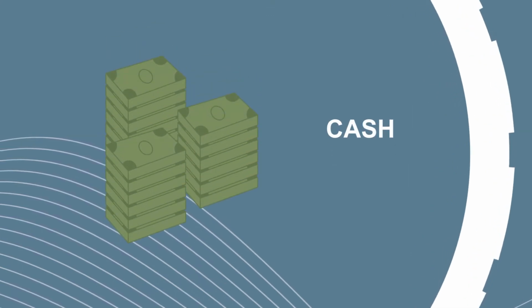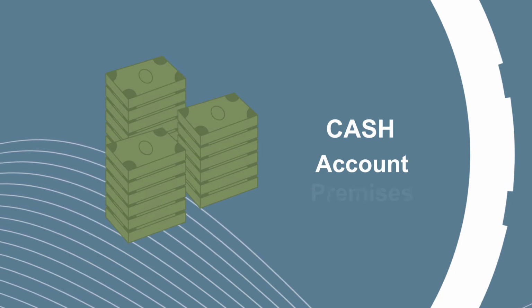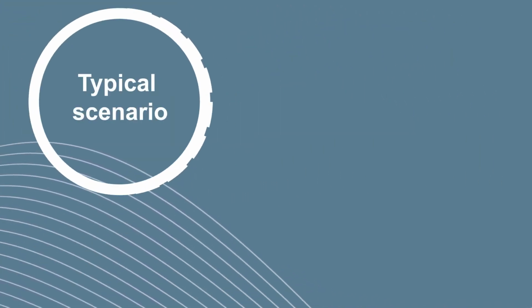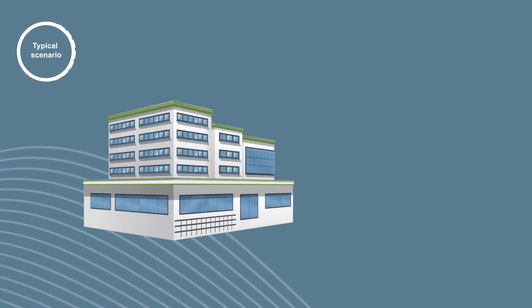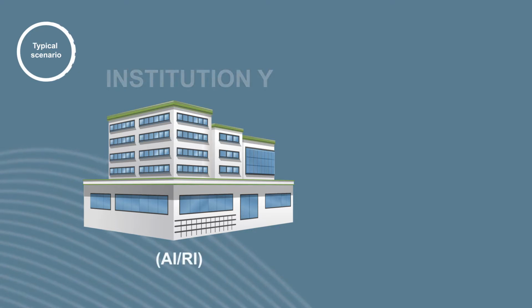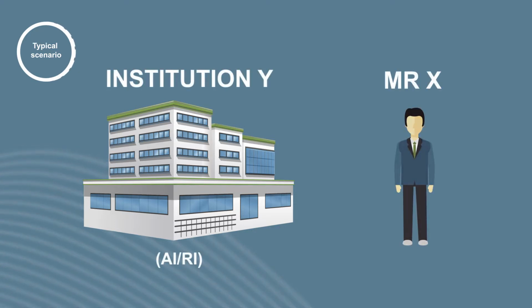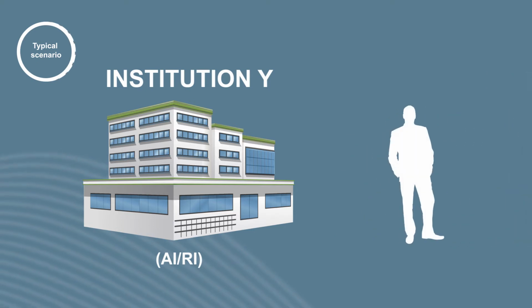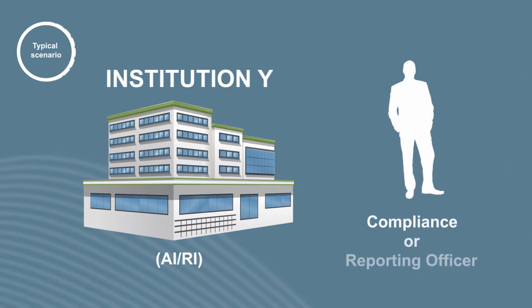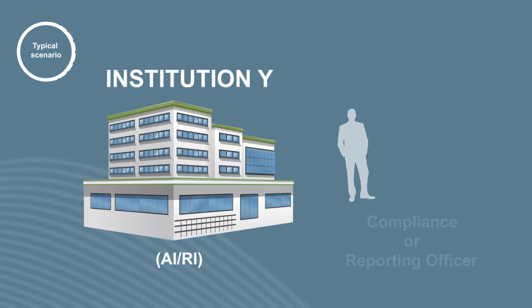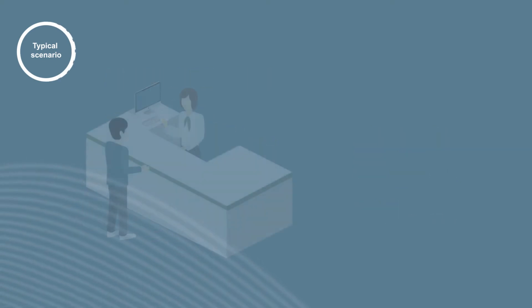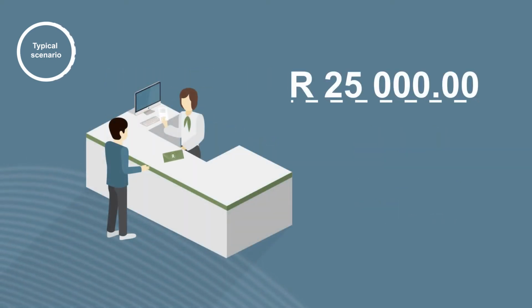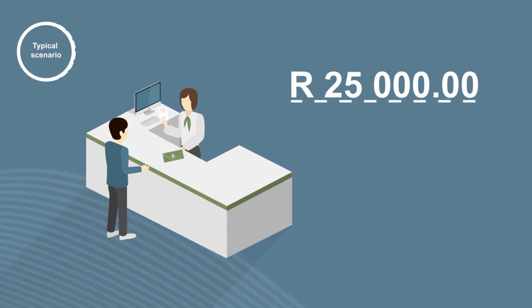To submit a report, cash must have been either paid into or out of your account, or received at or paid from your premises. Let's look at a typical scenario that we will use in this reporting exercise. Say the accountable or reporting institution, AI or RI, is institution Y, and Mr. X is their client. It is also assumed that you, the viewer of this video, are the compliance or reporting officer of institution Y and are responsible for reporting to the FIC. Mr. X walks in and pays 25,000 Rand in cash to institution Y at its premises.